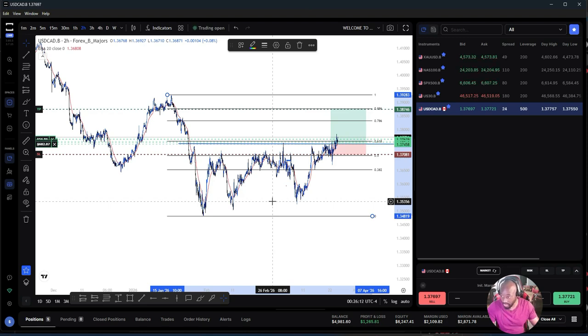That being said, I'll come back and do a part two. USD CAD buys, low hanging fruit, trend continuation trade. Let's hope for the best.